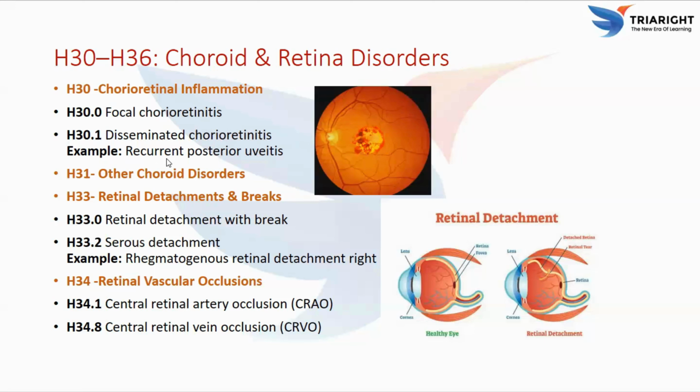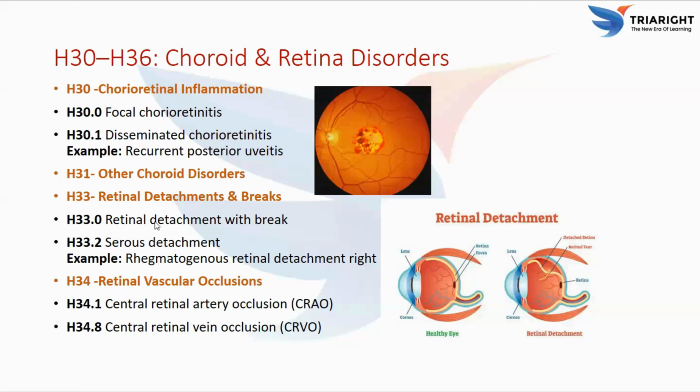So next is H31 for other choroid disorders. So what does this include? Degenerative, hereditary or structural abnormalities of the choroid. Examples like choroidal degeneration, choroidal sclerosis and choroidal dystrophies. These conditions may cause progressive vision loss.